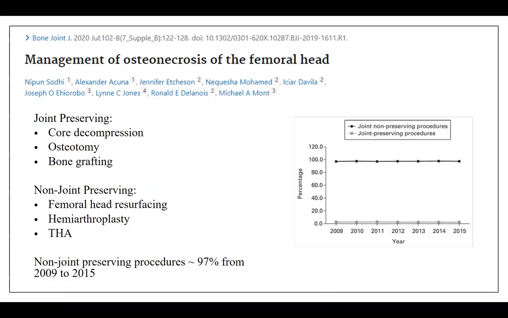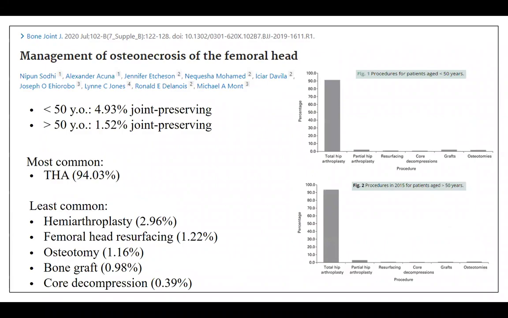So this study really evaluated the trends of joint preserving and non-joint preserving treatment options for patients with AVN who were both below the age of 50 as well as above the age of 50 between 2009 and 2015. What they ended up finding is that most often than not, around 97% of the time, most of the patients received non-joint preserving procedures. In patients who were less than the age of 50, only 5% had joint preserving procedures. And if they were greater than 50 years of age, only 2% had joint preserving procedures. As we can see on the figures on the right, despite the age, the most common procedure that is performed is THAs.